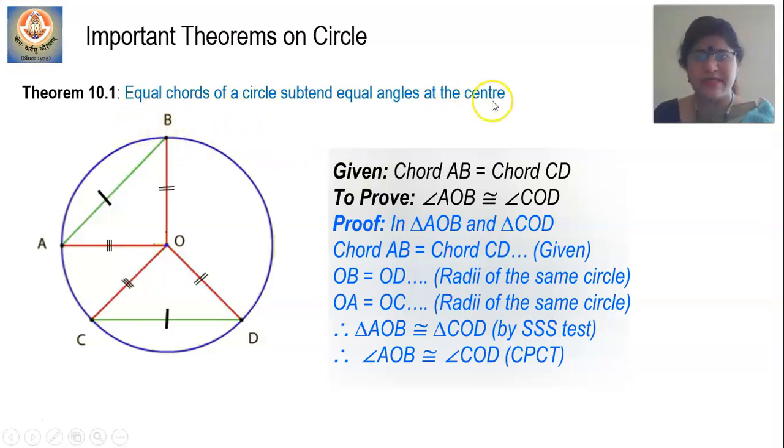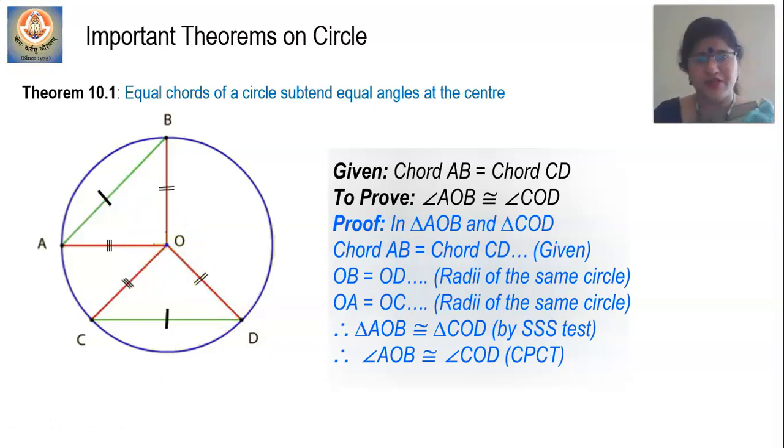Now when the statement is given, equal chords of a circle, that means you have to draw a circle, and inside that circle you will take two chords which are equal. So I have taken chord AB and chord CD of equal measure or of equal length. Now they subtend equal angles at the center. So from the starting point A and ending point B, you draw an angle, that is AOB. Likewise, you draw another angle COD. Both the angles will meet at the center.